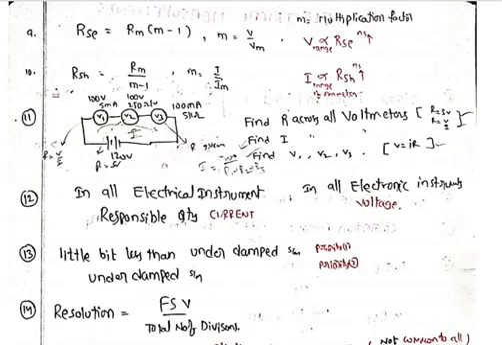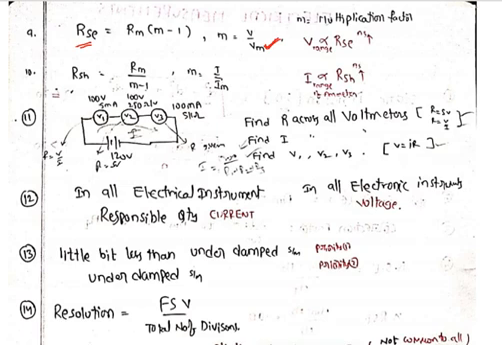And this portion is very, very important from here onwards. Previously also important, but in most cases the questions are coming from this topic. Series resistance Rse equals Rm into m minus 1, where m is V by Vm. Vm is the measured voltage, and m is the multiplication factor.